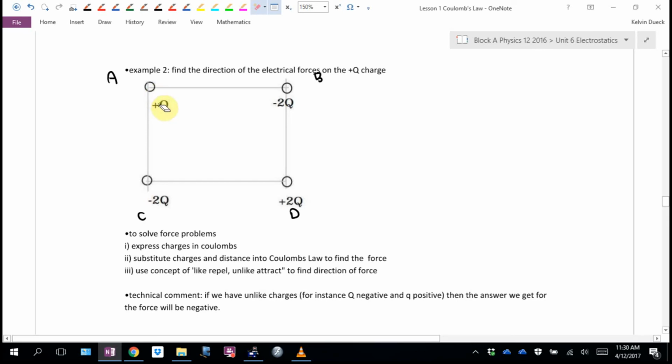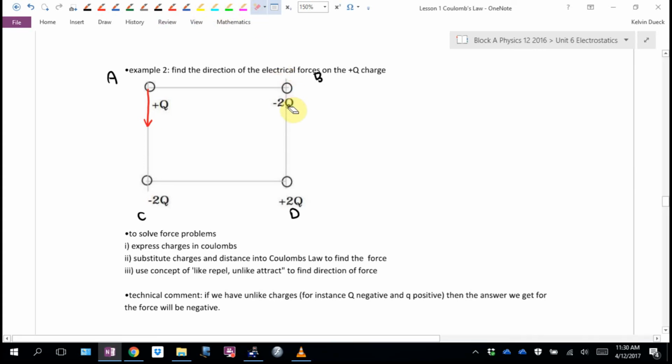Charge A, positive or negative? Q. Charge C, positive or negative? Negative. Unlike charges, so charge A is going to feel a force that way from charge C. You okay with that? What about charge B?